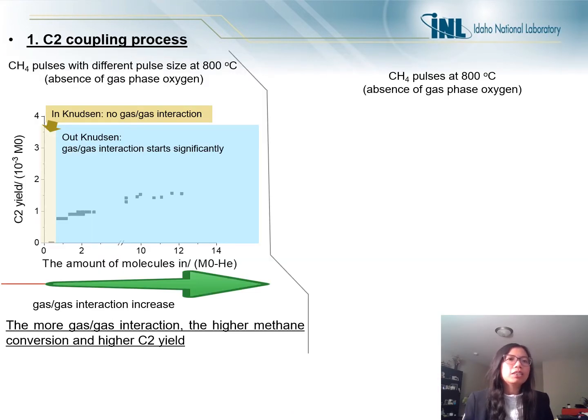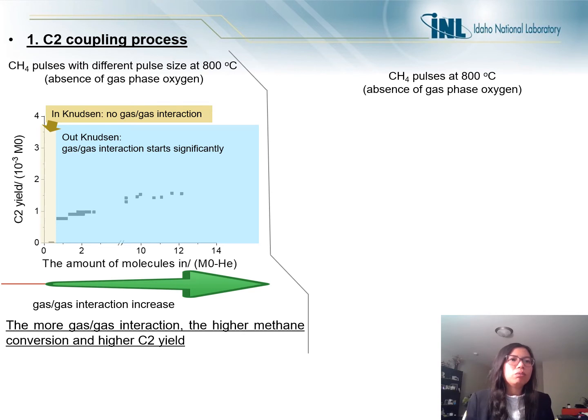Let's start with the CH4 activation and C2 coupling. Different amounts of CH4 molecules were introduced into the TAP reactor at 800 degrees C over the state-of-the-art catalyst, manganese sodium tungsten oxide. Methane conversion and C2 yield were investigated. As you can see from the figure, in the Knudsen diffusion region, there is no gas-gas interaction, and we can see that there's no methane conversion or C2 yield. When we increase the pulse size, gas-gas interaction increases, and we can see an increase in methane conversion and C2 yield.